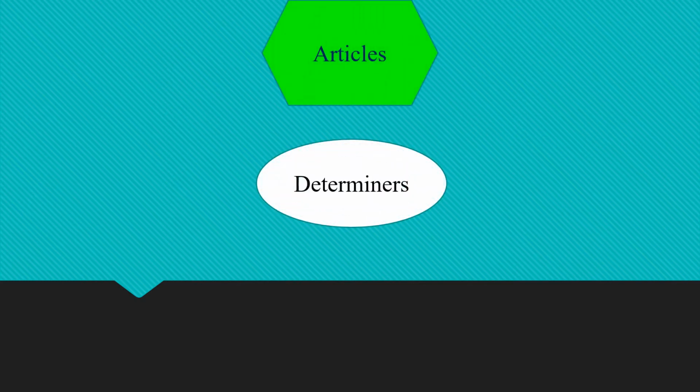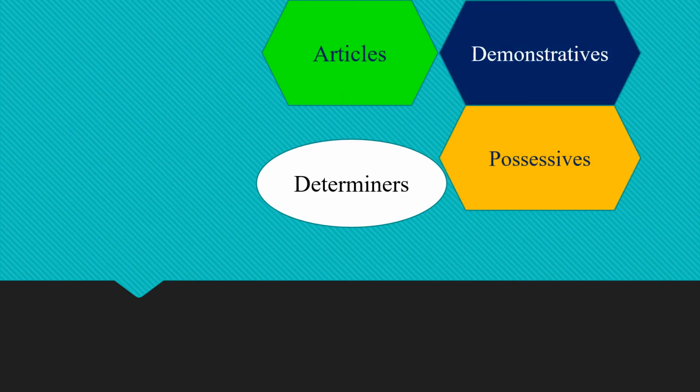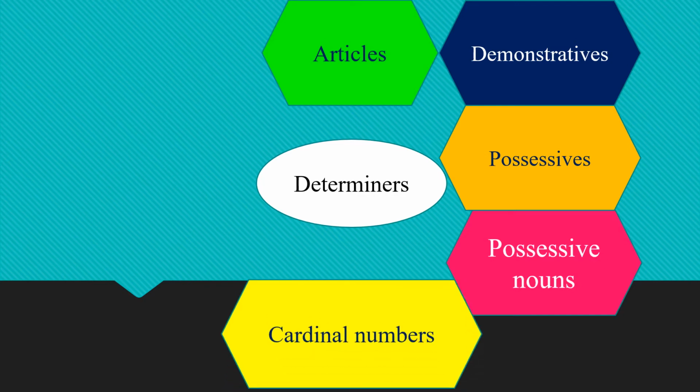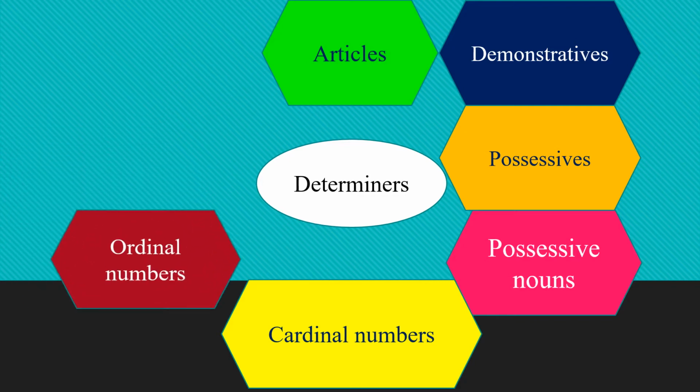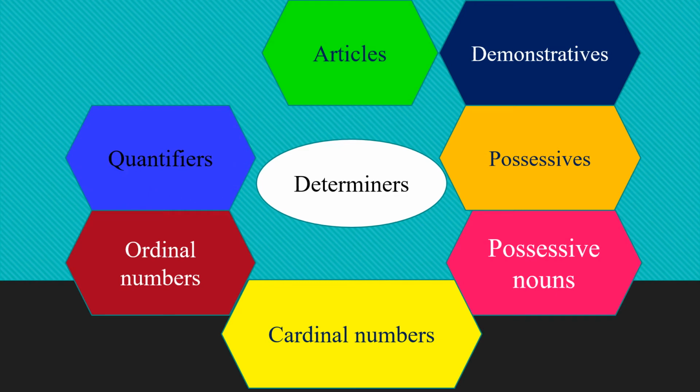First one articles, second one demonstratives, third one possessives, fourth one possessive nouns, then fifth one cardinal numbers, sixth one ordinal numbers, then seventh one quantifiers, eighth one interrogatives and distributives. These are all the determiners topics. Let's see one by one.